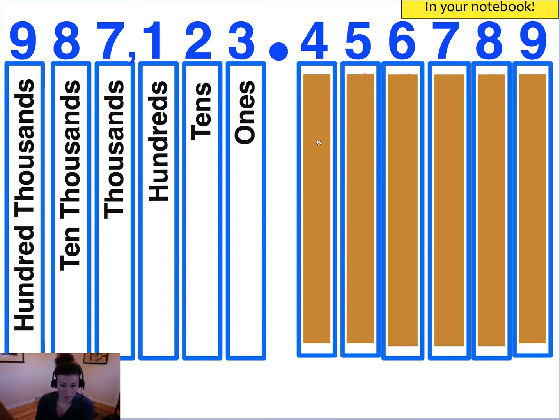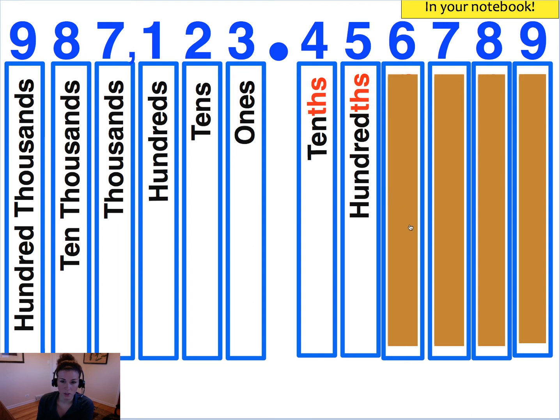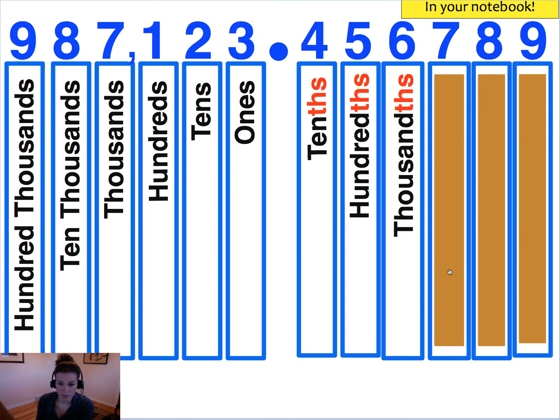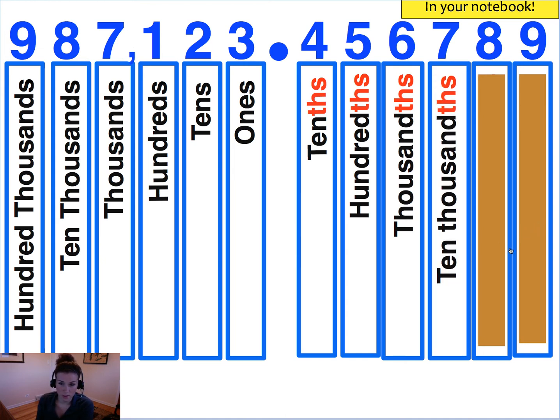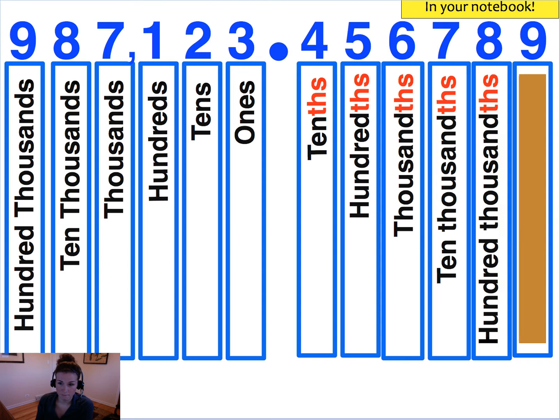Now to the right of that decimal point, the 4 is in the tenths. The 5 is in the hundredths. The 6 is in the thousandths. 7 is in the 10,000ths. 8, hundred thousandths. And 9 is in the millionths position.